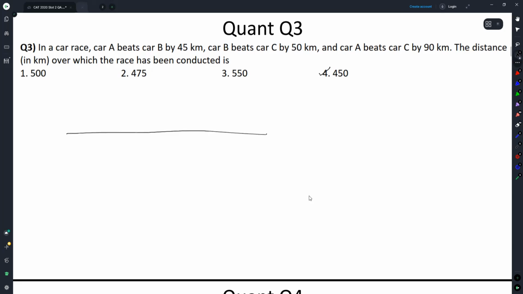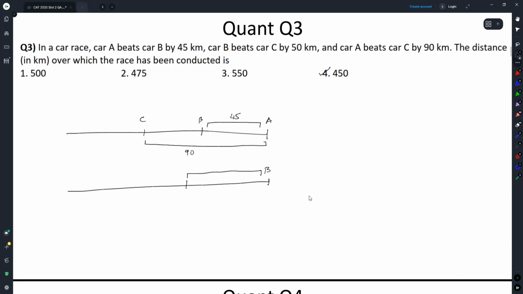Diagrammatically, and these are answers that I don't even need your assurance in. I'm sure I've done it right because they are so simple. When A is here, B is 45 behind, C is 90 behind. So the time that B has come here, C is 50 behind. Matlab, look at this.